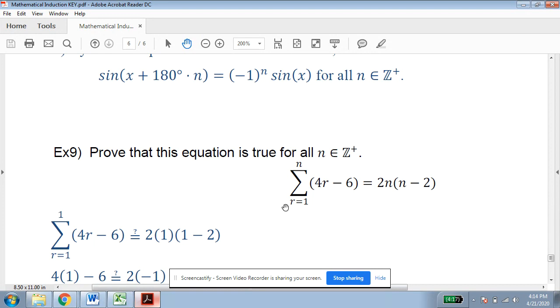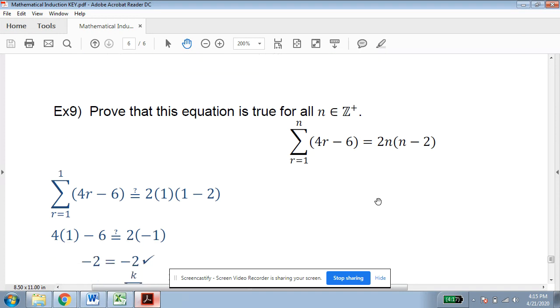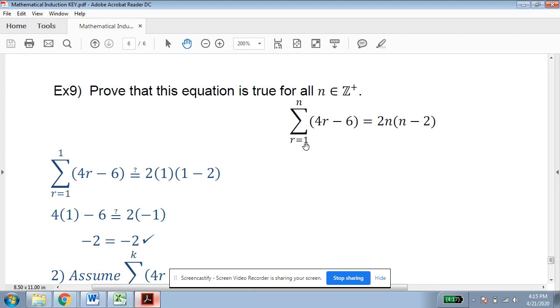The equation is the sum from r equals 1 to n of terms in the form 4r minus 6 should equal 2n times n minus 2. The first step is to do the first case. So the first case would be, instead of going from 1 to n, you go from 1 to 1, which is not really adding anything. You just look at the first term.